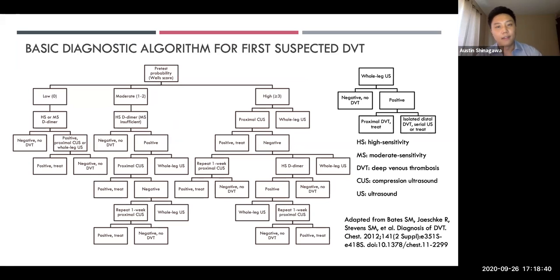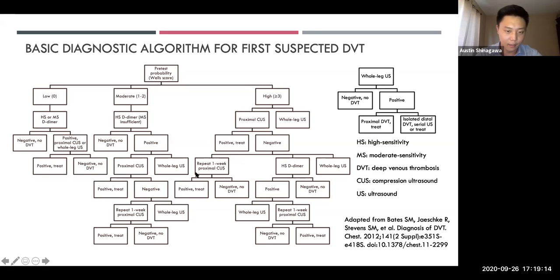And so here's a basic diagnostic algorithm for a first suspected DVT. There's a lot of information on this slide here, but the main point is that you can start with a pretest probability, something like the Wells score, determine whether they're low, moderate, or high risk, and from there, work down the diagnostic tree. You can see if there's a low pretest probability, you can get a D-dimer, and if the D-dimer is negative, you can basically rule out that patient for DVT. Or if you get an ultrasound and it's positive, you treat that patient.